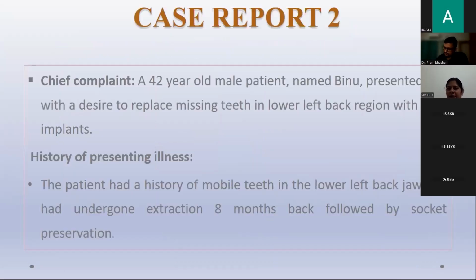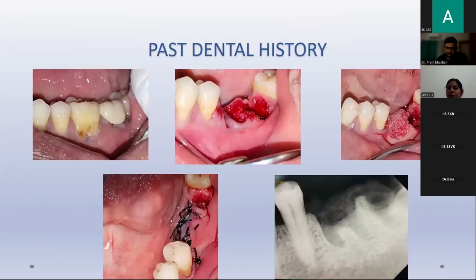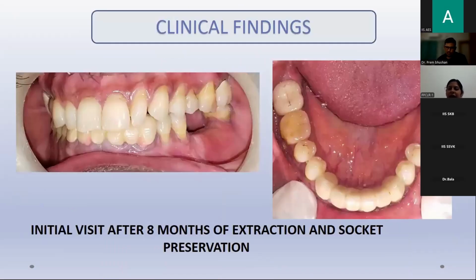Now, coming to case report 2, a 42-year-old male patient again reported with the same chief complaint, to replace the missing teeth in the lower posterior region. His past dental history reveals that he had undergone extraction in relation to 36 and 37 8 months back due to severe periodontitis. During that appointment, we had preserved the socket using xenograft and suturing was done. 8 months later he came back, and when we did a clinical examination, there was a horizontal ridge deficiency.